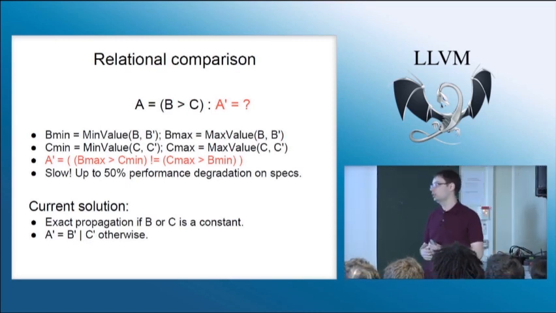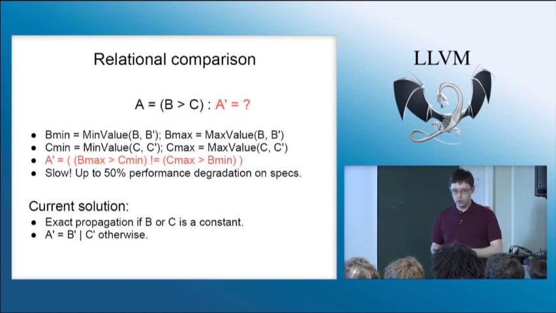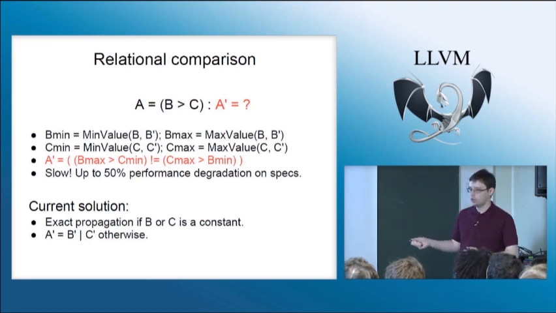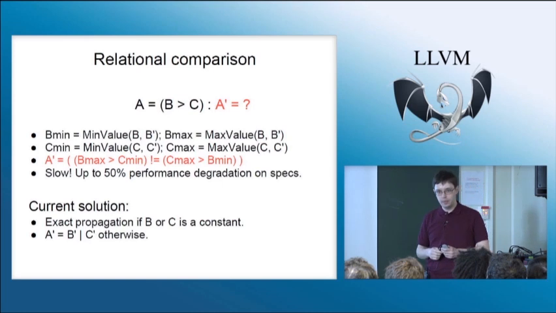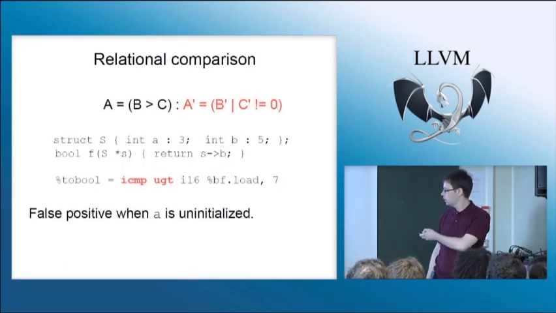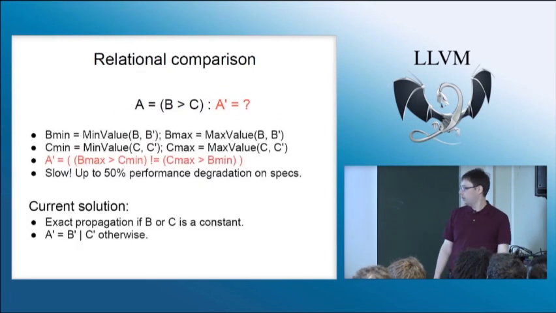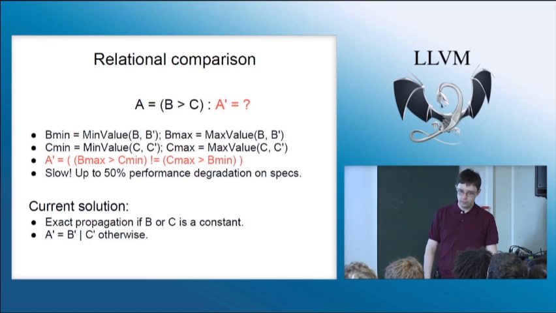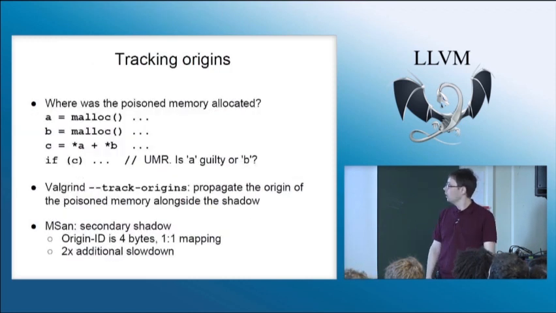We've observed 50% performance degradation on one of the SPEC benchmarks. So we've had to make a compromise. We do this exact propagation when one of the arguments is a constant, to accommodate this case. And otherwise, we just propagate a shadow using bitwise OR.